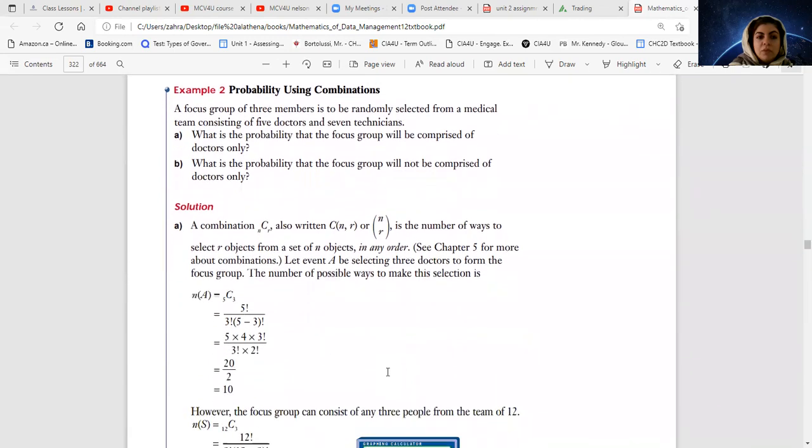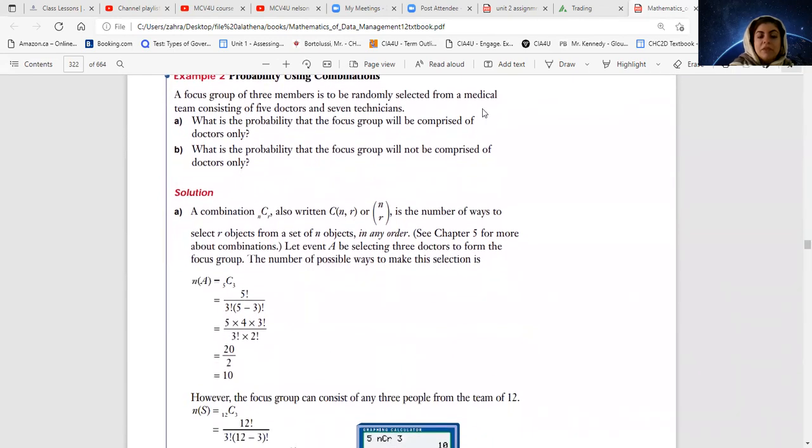Next question. A focus group of 3 members is to be randomly selected from a medical team consisting of 5 doctors and 7 technicians. So we have 5 doctors, 7 technicians. We want to choose 3 group members. What's the probability that the focus group will comprise only doctors? How many doctors do we have? We have 5. Since the order is not important, we can use combinations. So I want to choose 3 members out of 5. I want to find the probability that only doctors will be there.